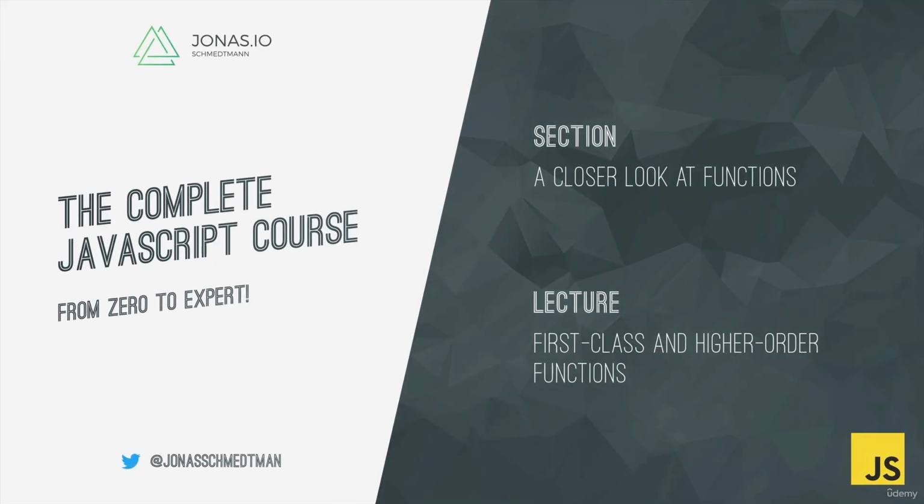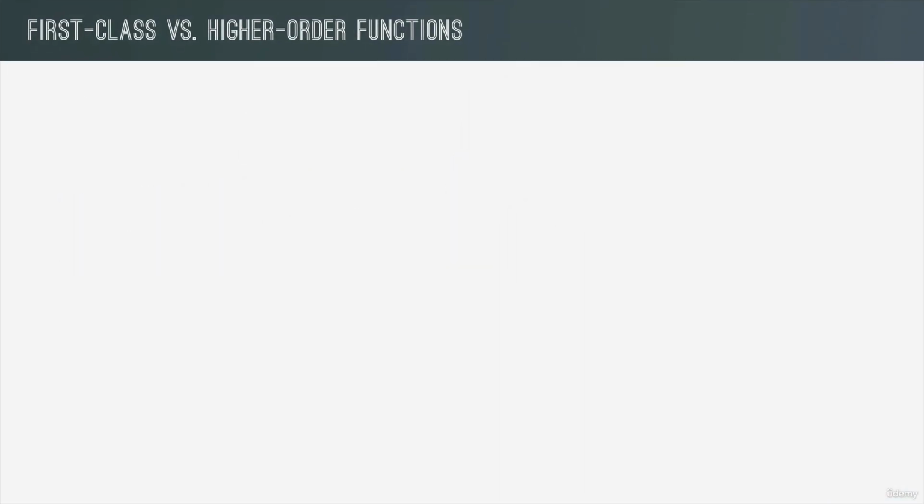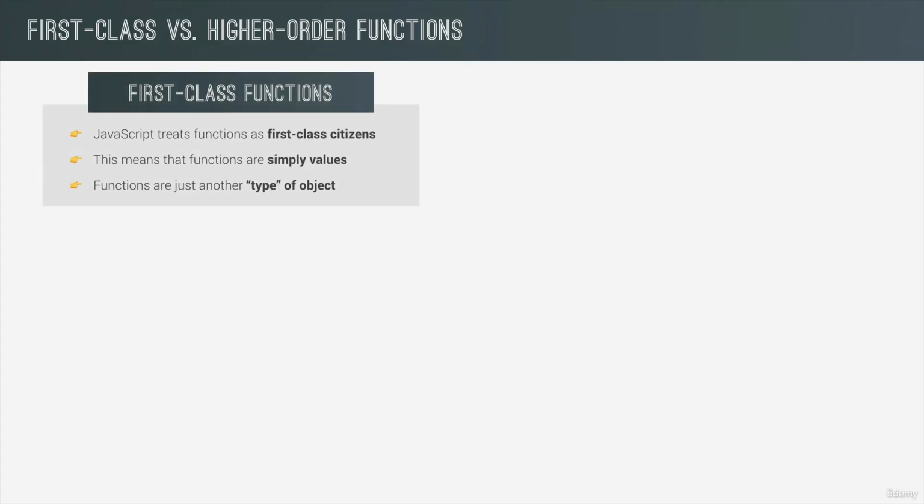Let's now talk about a fundamental property of the JavaScript language, which is the fact that it has first-class functions. This enables us to write higher-order functions. But what's that all about? Well, let's see. So JavaScript is a language that has first-class functions, which in technical terms means that functions are so-called first citizens.